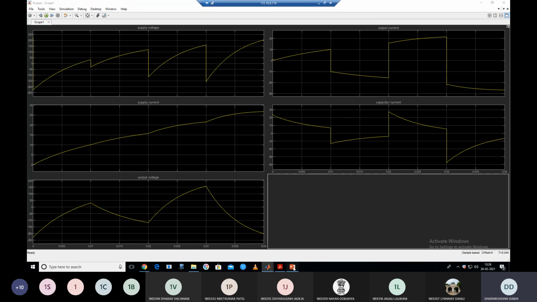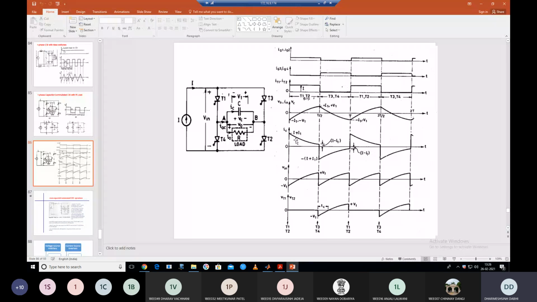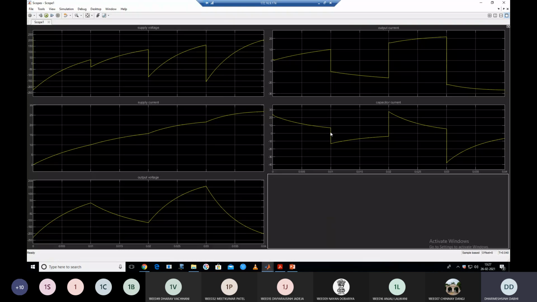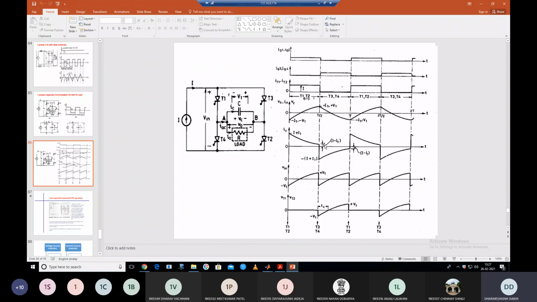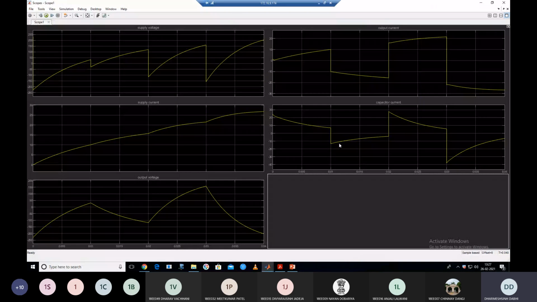Yeah. Let's see it in the theory. You can see this is the capacitor current. Initially it is I plus I1. So this current is I plus I1 here in the theory. And this is I minus I1. This one, I minus I1. It does not completely become 0. It has some value, I minus I1. So you can see here it is some value near about 8 or 9 ampere. This one.